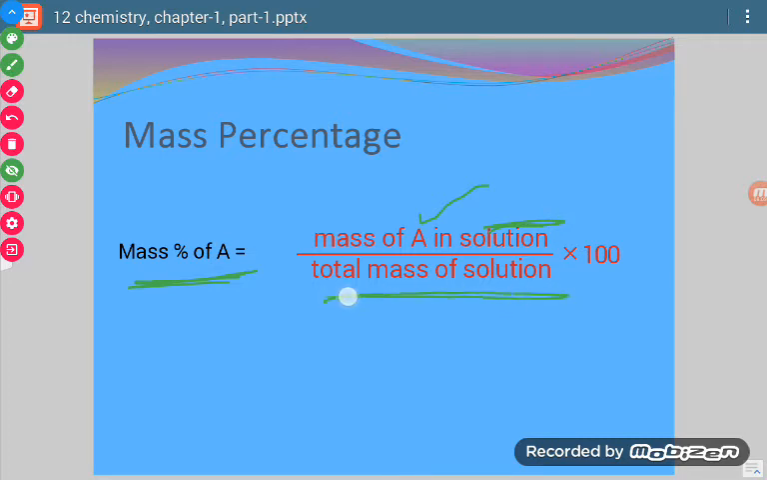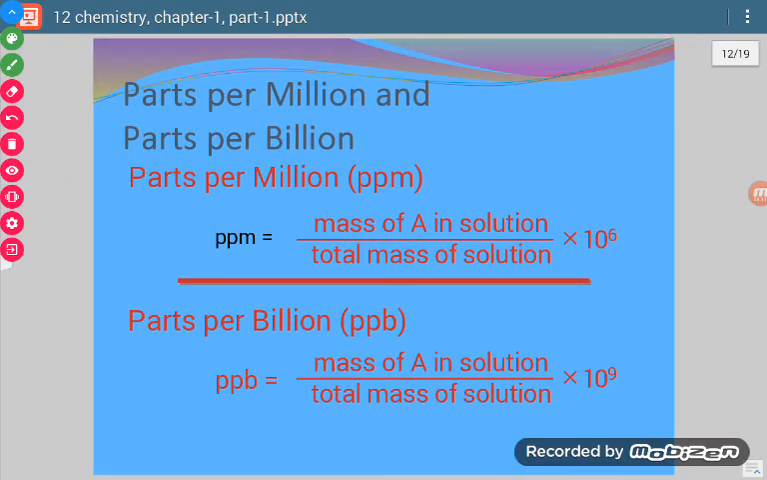That will be divided by total mass of solution multiplied by 100. So we will get the mass percentage. Similarly, there are two terms, ppm parts per million, ppb parts per billion. So percentage means out of 100 how many are present, ppm means out of 1 million how many are present, and ppb means out of 1 billion how many are present.